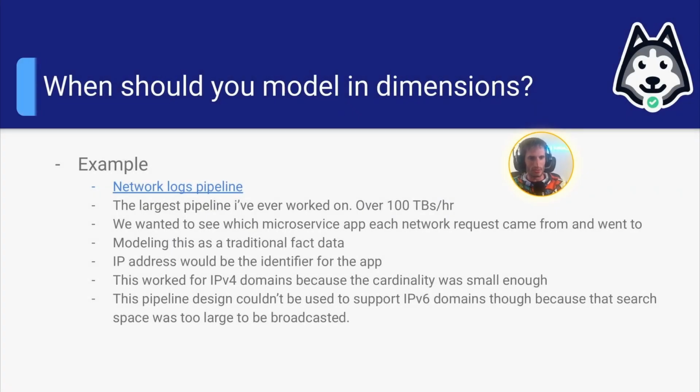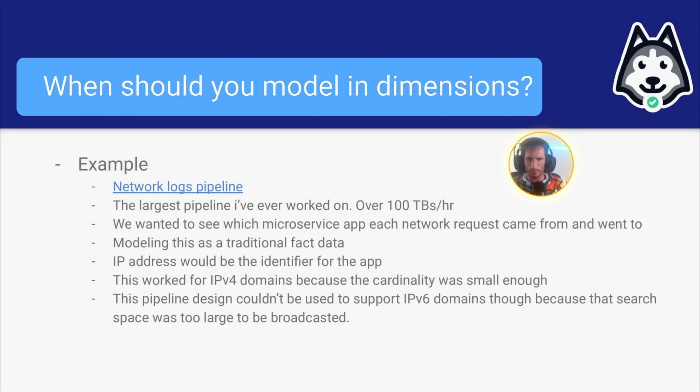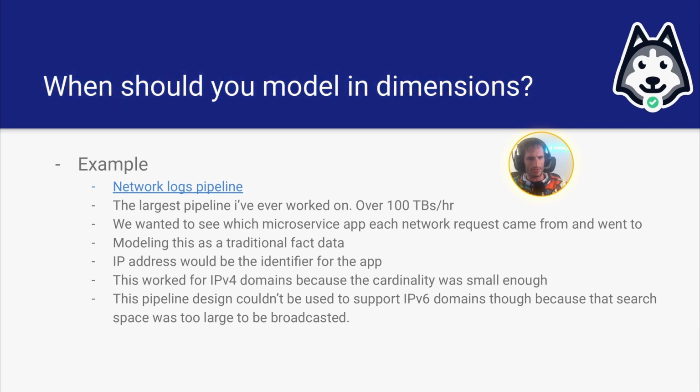Now I want to talk a little bit about normalization versus denormalization, which I mentioned in one of the previous slides. One of the questions with fact data modeling is, when should we bring dimensions in? Instead of just the ID, we want to actually bring in some of the values. So I want to talk about this network logs pipeline. I'll give you a link to this as well so you can read more about it. One of the pipelines I worked on at Netflix was this network logs pipeline.